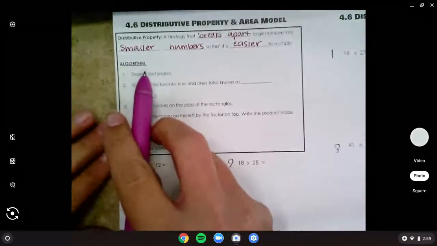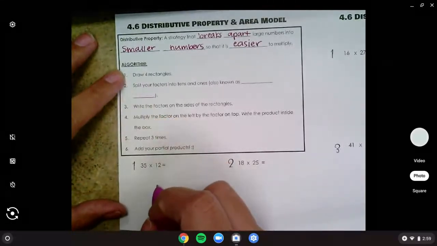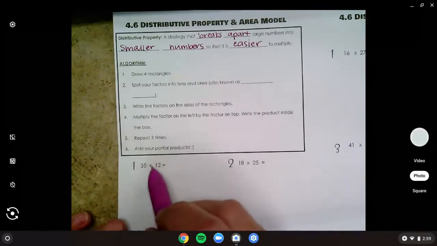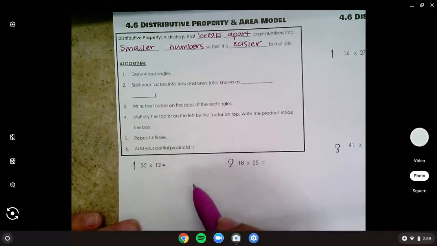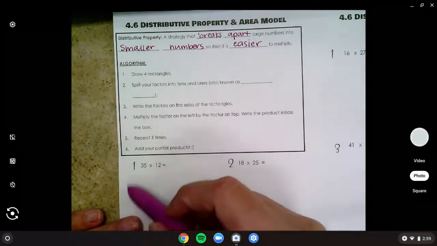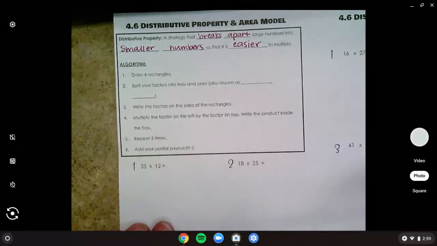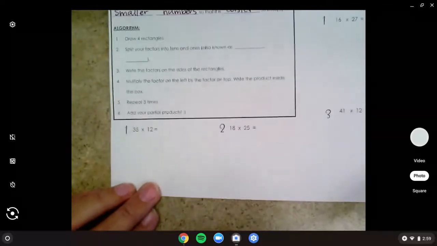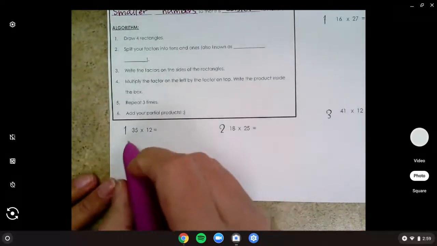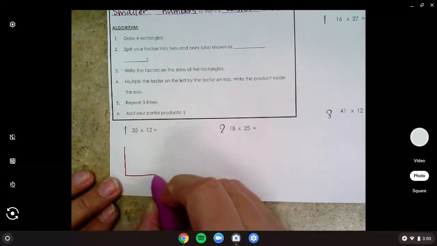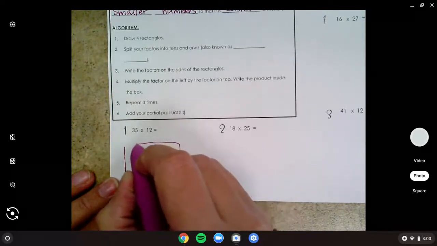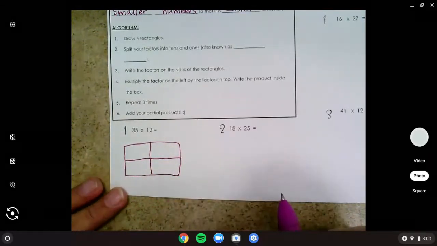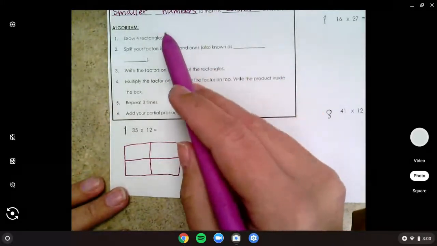So step number 1, we need to draw 4 rectangles. Now when I draw my rectangles, I don't want them to be itty bitty because I'm going to need to write inside of each one. And I don't want to write too close to my numbers or the side because then I won't be able to see my work. All right, so first thing, sorry, I'll make this a little better. There we go. Draw my rectangles. So I like to draw them probably about that size. And then draw it like a window, so I split it into 4. All right, step number 1 is done.